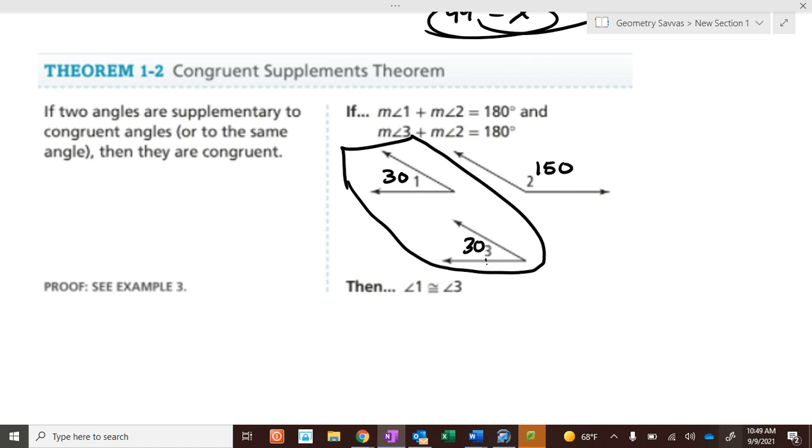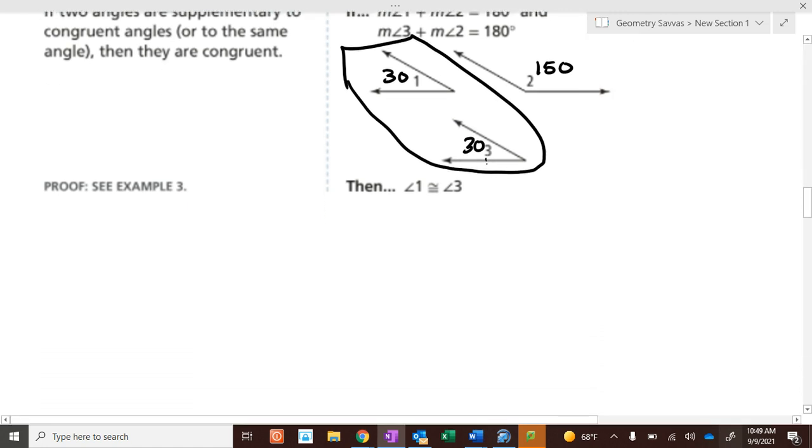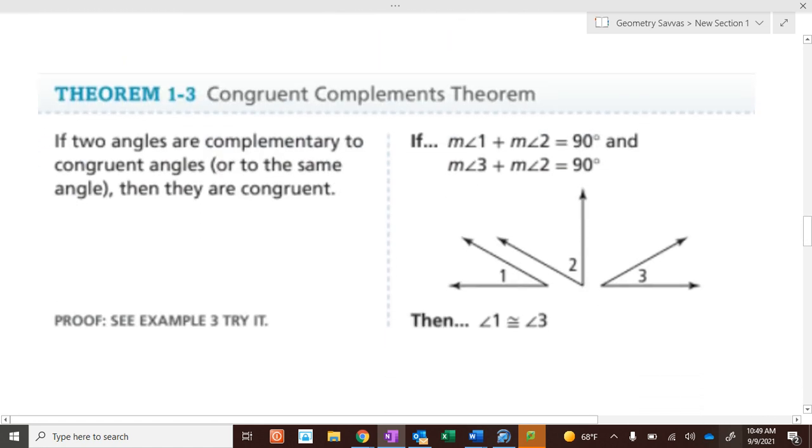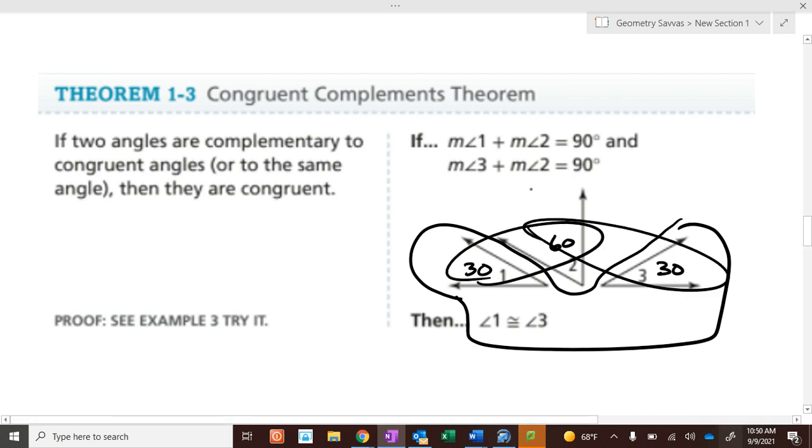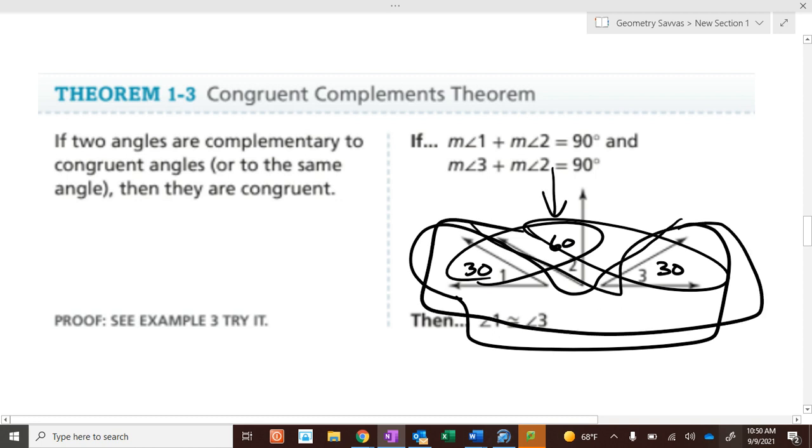Now we're going to look at the congruent complements theorem, which says if 1 and 2 are complementary and 2 and 3 are complementary, that makes 1 and 3 equal to each other. Okay, it's the exact same as the congruent supplements theorem, but now it's dealing with complementary angles. So if two angles add up to 90 degrees, and these two add up to 90 degrees, and this is the same angle, then these two must be equal to each other. Okay, lots of lines drawn there.